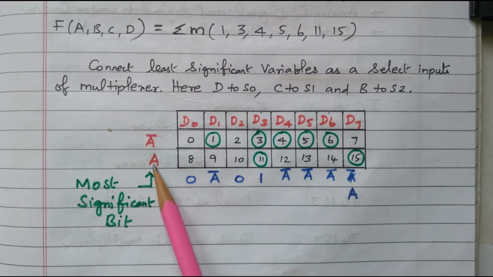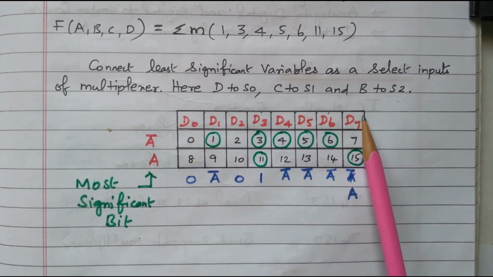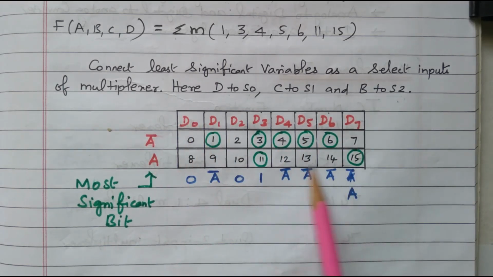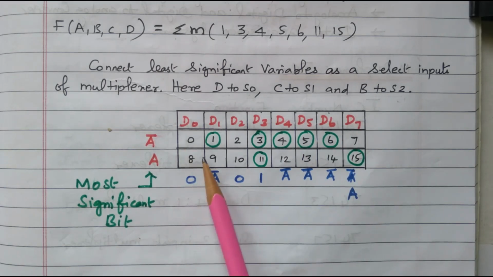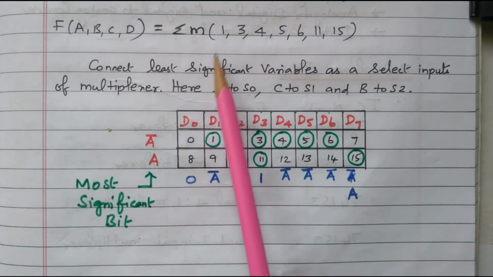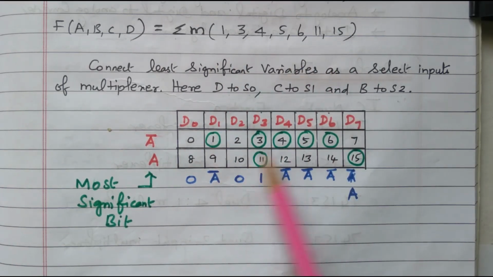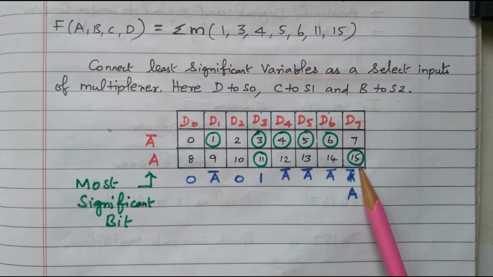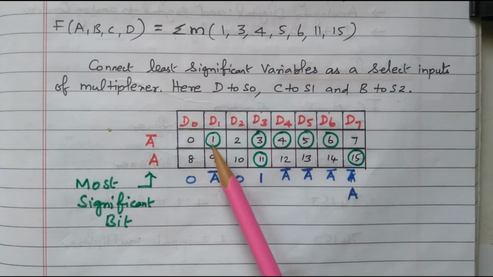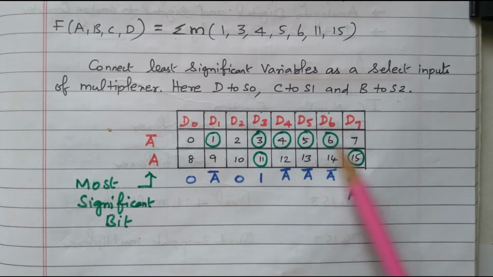Right. So, this is the deciding factor. This is the input to the multiplexer. These are all the 16 possible decimal numbers. Right. Now, we need to mark what are the terms available in the Boolean function. We need to circle. Right. 1 is available, 3, 4, 5, 6, 11 and 15. These are all given in the Boolean function. So, those are all encircled.